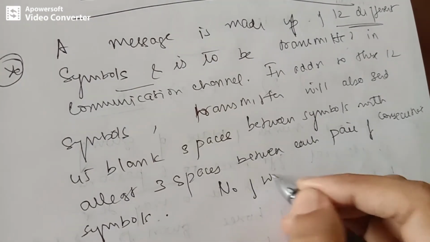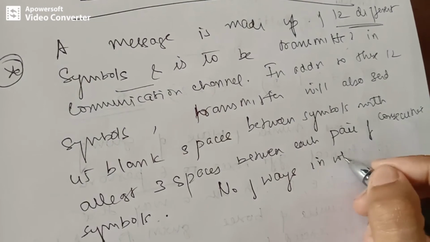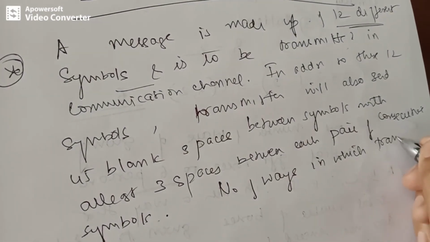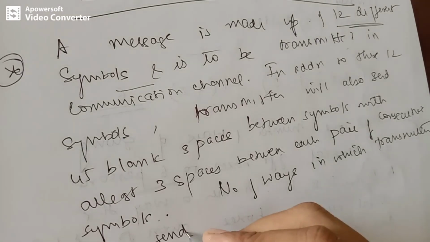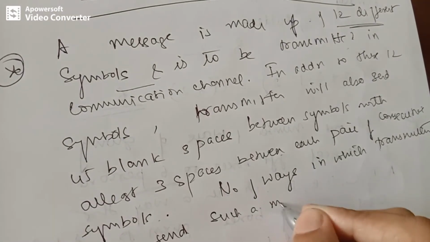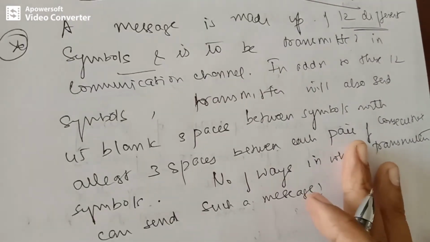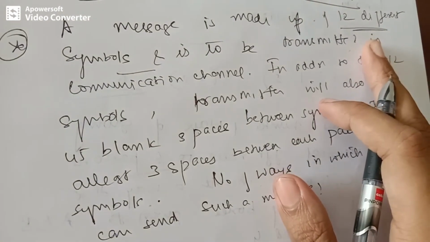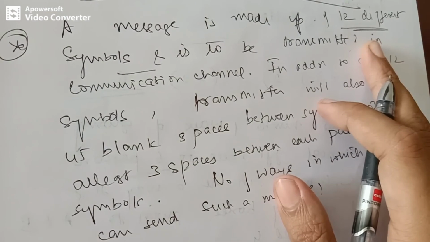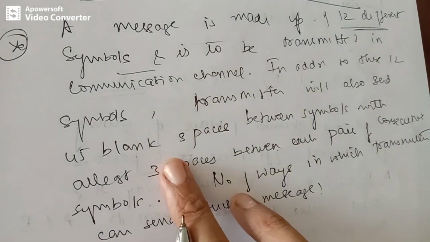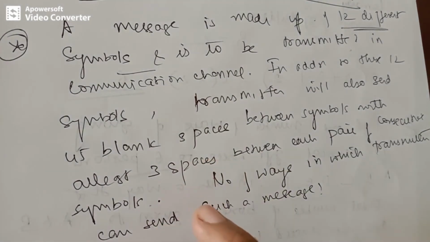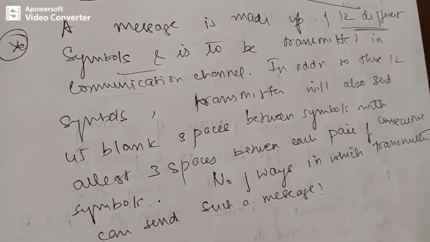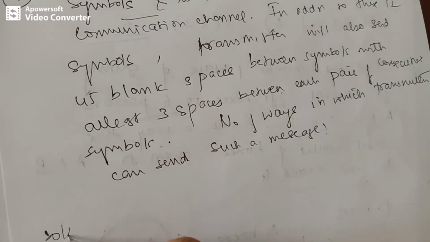So the number of ways in which the transmitter can send such a message. We know the question: the transmitter sends 12 different symbols, and in addition to these 12 symbols it sends 45 blank spaces, with at least 3 spaces between consecutive symbols. In how many ways can it actually send the message? Let me write it over here.